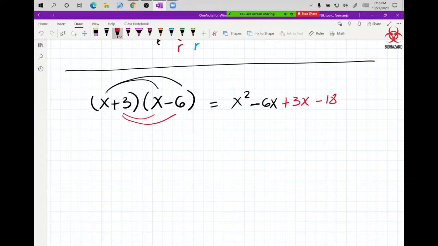So I distributed x into both, and then I distributed 3 into both, positive 3. And now all I need to do is to collect like terms, right? So these are like terms, and I can add them. So I have x squared minus 3x minus 18, right? There was negative 6x plus 3x. So the negative number is bigger, therefore the answer will be negative.